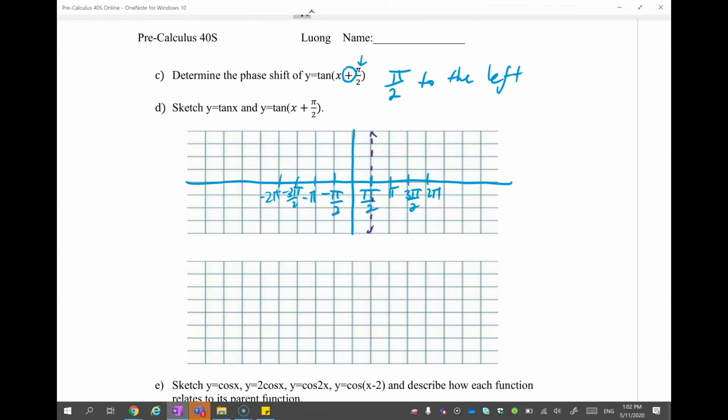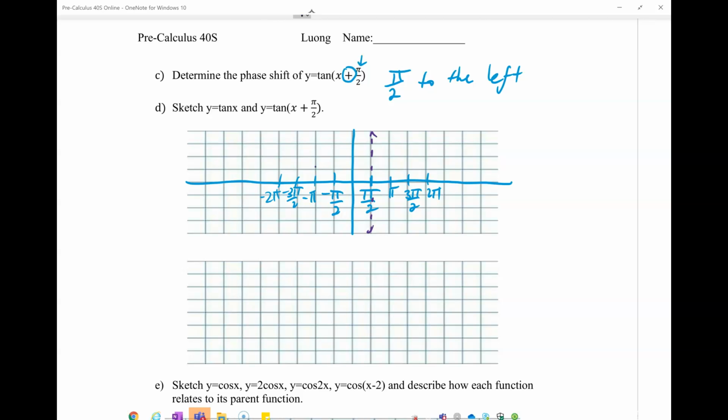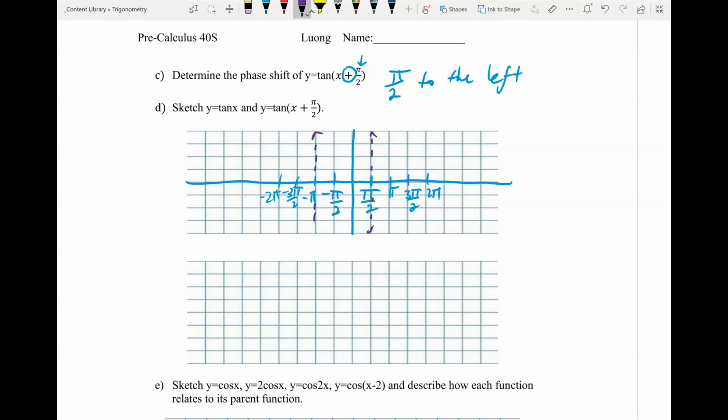So one is, tan is undefined at negative pi over 2 and pi over 2. That occurs when cosine is 0 because we can't divide by 0. So if you had your unit circle at least memorized, you could eventually figure out when tan x is undefined. Okay, so those are our asymptotes.